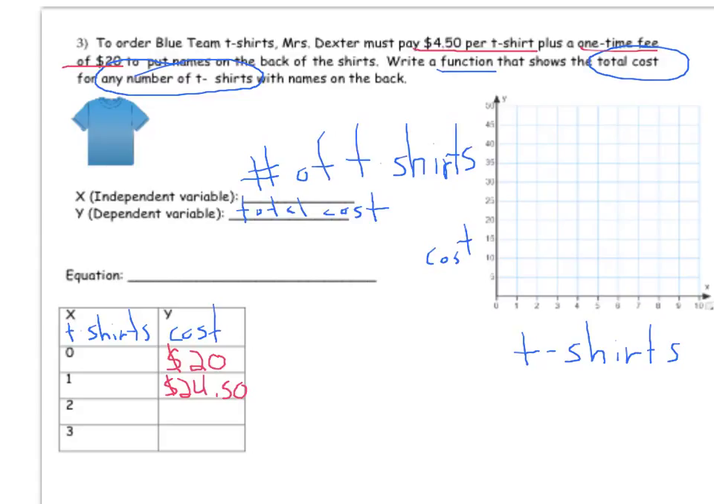If we order 2 shirts, well, at $4.50 per shirt, 2 times $4.50 is $9. If we add that to the sign-up fee of $20, it's going to be $29. Now some of you are going to start to see the pattern that as we go down, we're just adding $4.50 every time. So for 3 shirts, it's $33.50.